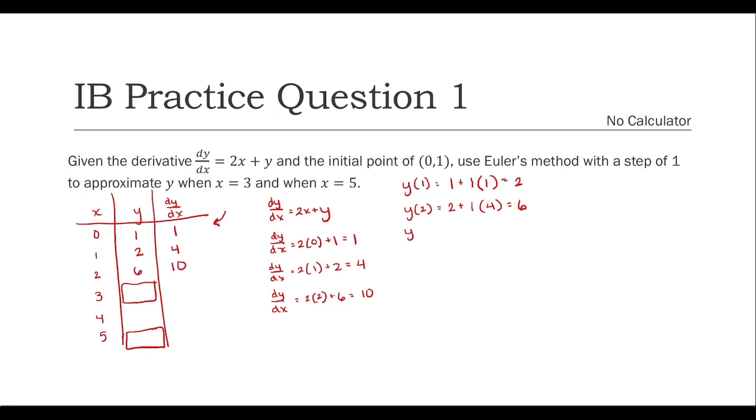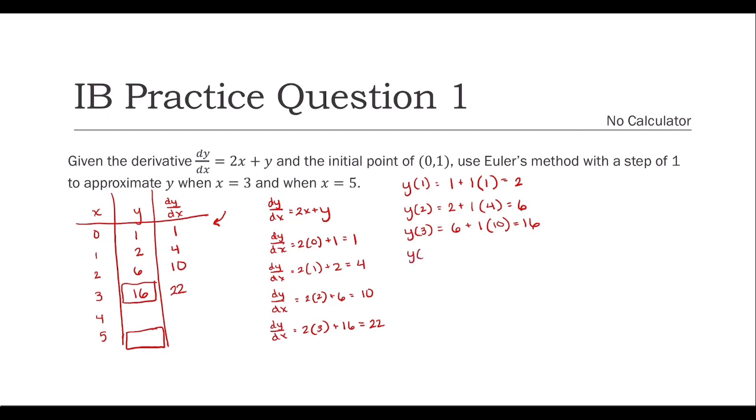So our y when x is 3 equals our previous y plus our step times the slope from the line before. So that'll be 16. So that's one of our solutions. But then we need to keep going till x is 5. So we have dy/dx equals 2 times x, which is 3, plus y, which is 16. So that'll equal 22. So the slope is 22.